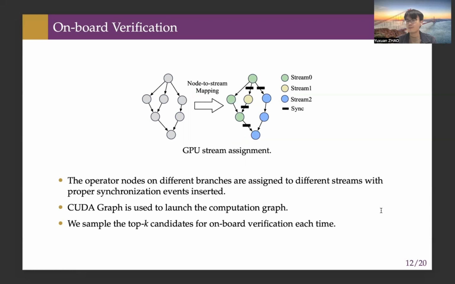We adopt the maximum matching algorithm from Nimble to find the stream assignment, which maximizes the operator concurrency while minimizing the number of synchronizations. Based on the node-to-stream mapping, CUDA graph is used to launch the computation graph. We only sample the top K candidates with small mixed critical path cost for onboard verification each time. Candidates with improved performance are selected for the next optimization iteration.